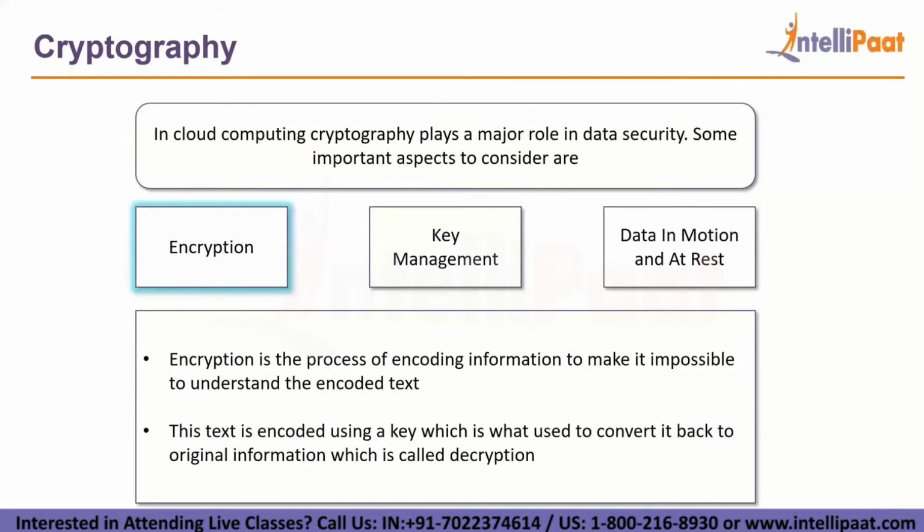Encryption is the process of encoding information to make it impossible to understand the encoded text. This text is encoded using a special piece of data called a key, which is also used to convert it back to the original information, which is called decryption. Basically, imagine you have some sensitive information and you want it to be sent to a person, let's say your friend, but you do not want the people transmitting the data from one place to another to be able to open it and view the information.